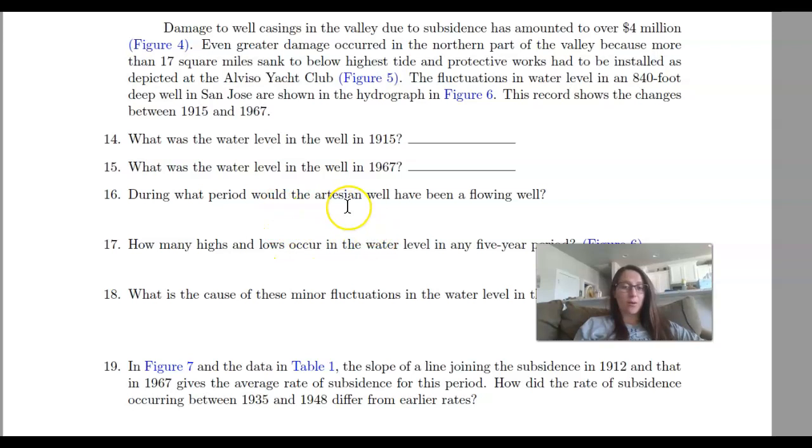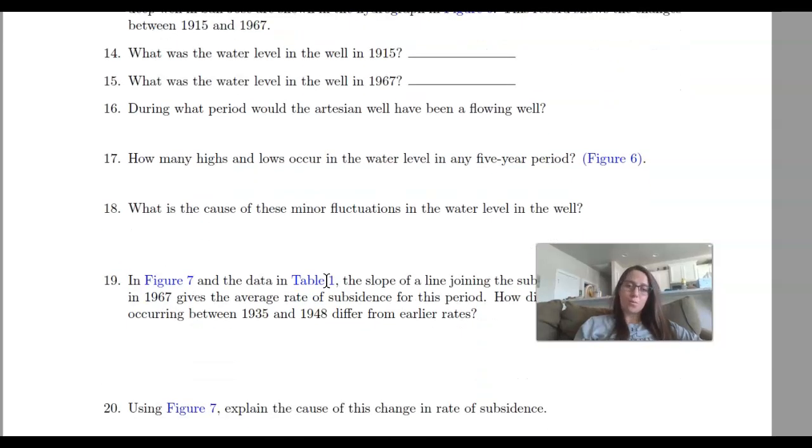So in order to answer that, you need to know what an artesian well is. So I'll let you answer that on your own based on whatever you read above and what you know from lecture and your book reading.